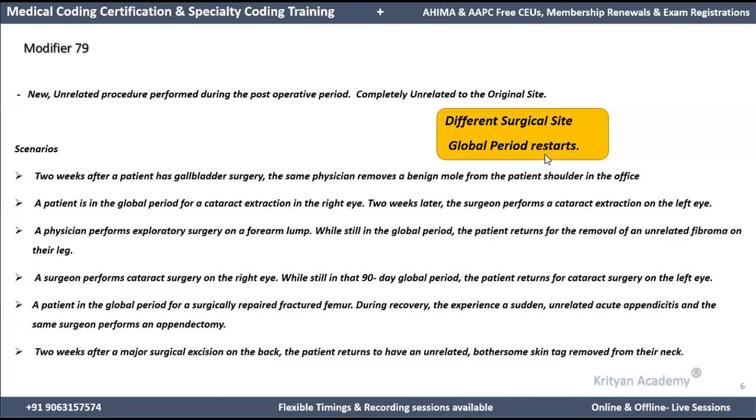So whatever the new procedure performed, the global period starts based on the complexity of the procedure. It may have 10 days coverage, might be a 90 days global period. And you can see here the scenarios.